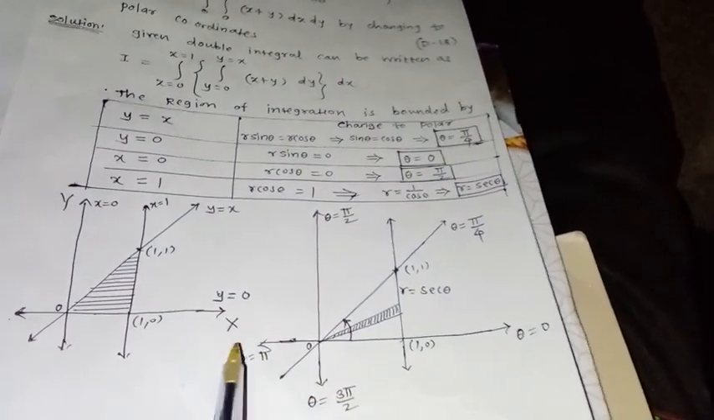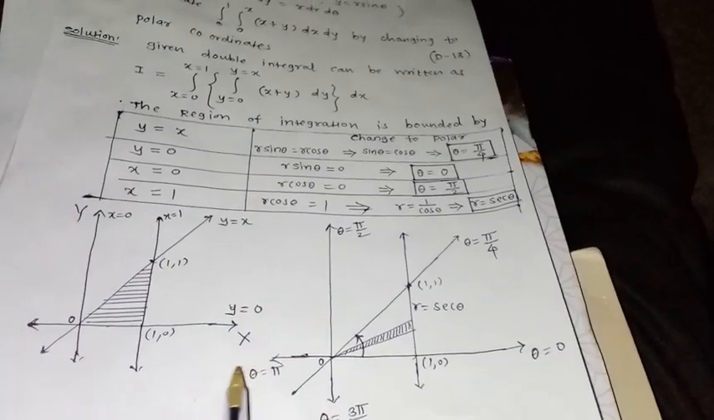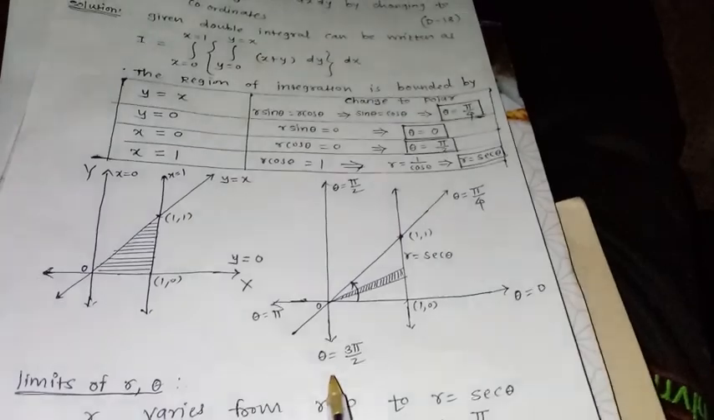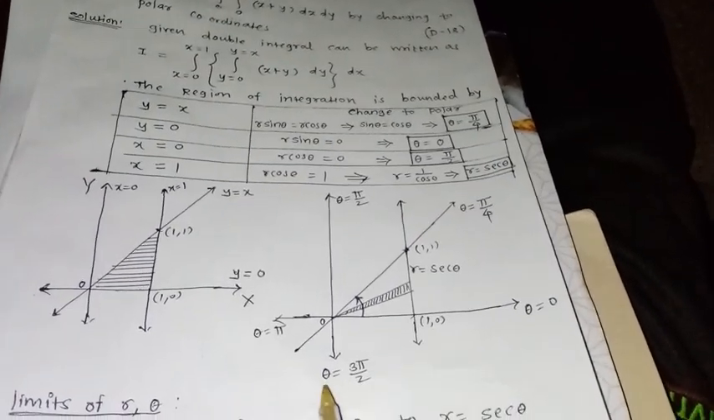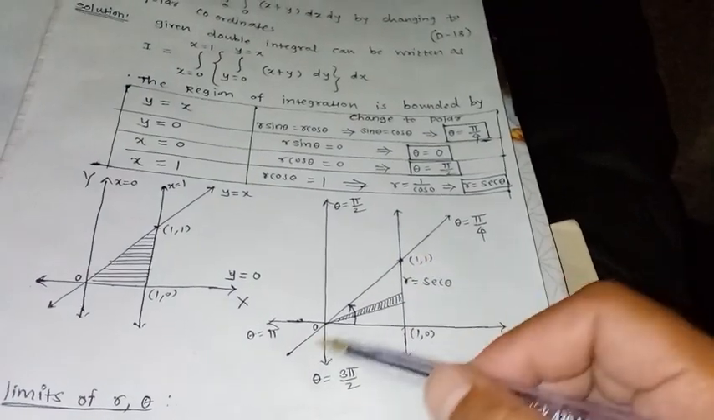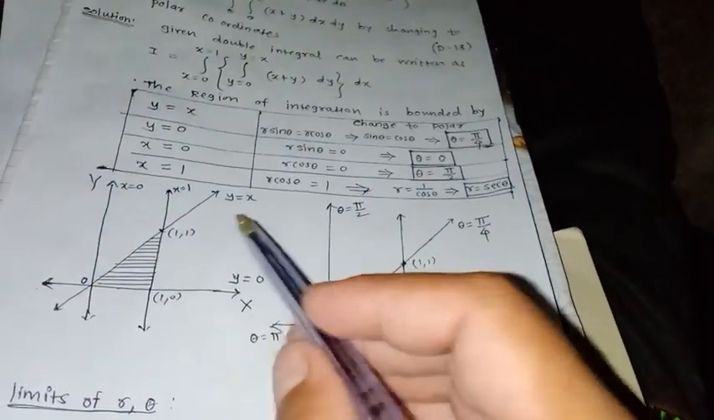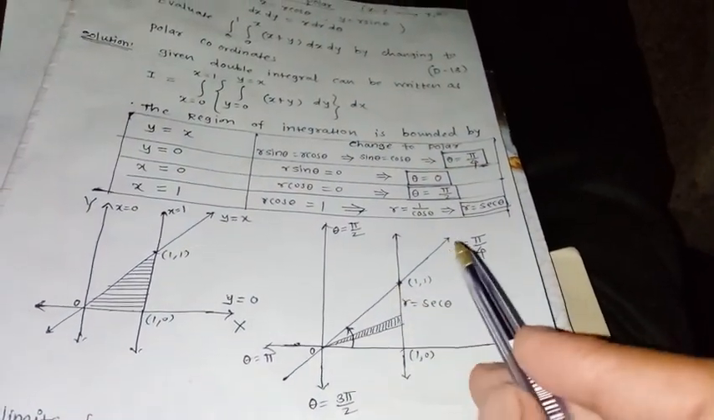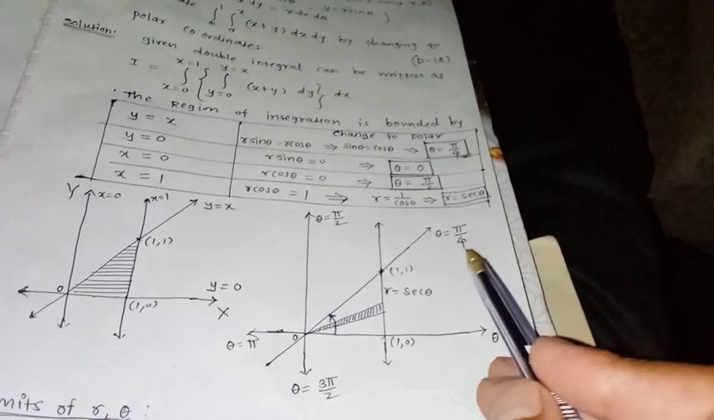Similarly, at the left-hand side of the x-axis, theta is pi. Similarly, at the lower side of the y-axis, theta is 3 pi upon 2. Similarly, our x equals y line, that is this line, can be written as theta equals pi by 4. That means this line we can write as theta equals pi by 4.